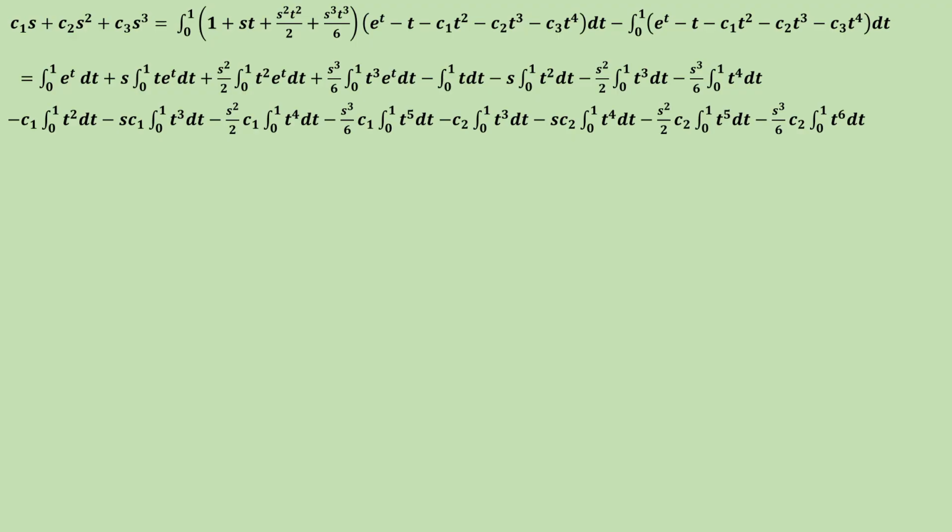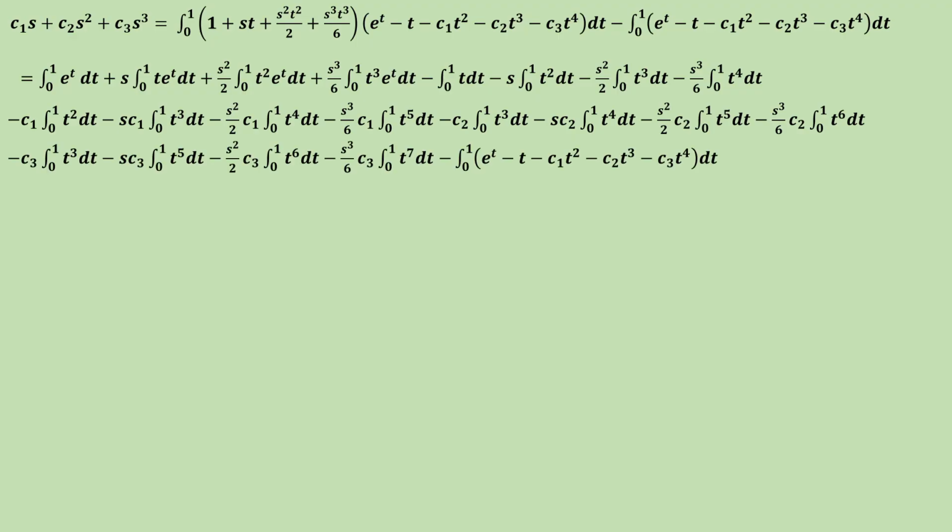dt minus c2 integral 0 to 1 t cube dt minus s c2 integral 0 to 1 t power 4 dt minus s square by 2 c2 integral 0 to 1 t power 5 dt minus s cube by 6 c2 integral 0 to 1 t power 6 dt minus c3 integral 0 to 1 t cube dt minus s c3 integral 0 to 1 t power 5 dt minus s square by 2 c3 integral 0 to 1 t power 6 dt minus s cube by 6 c3 integral 0 to 1 t power 7 dt. Then the last one, minus integral 0 to 1 e power t minus c1 t square minus c2 t cube minus c3 t power 4 dt.